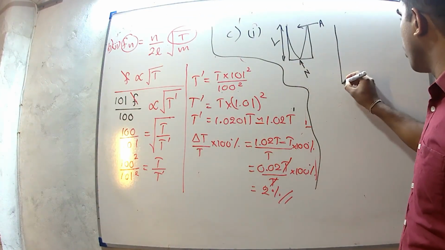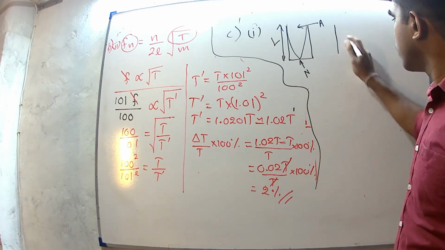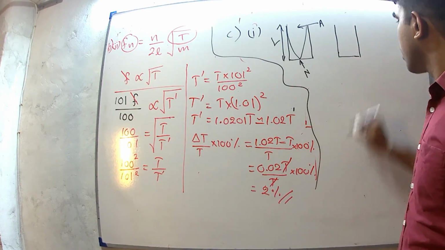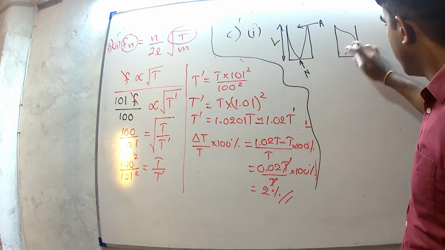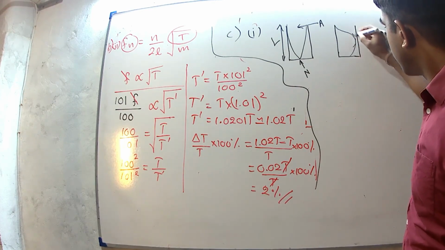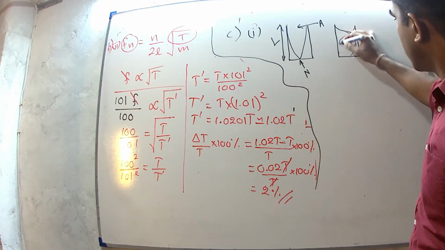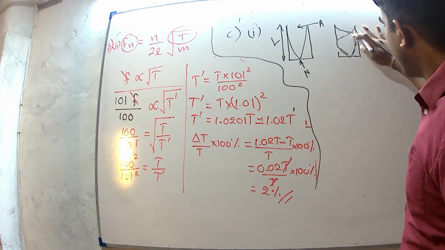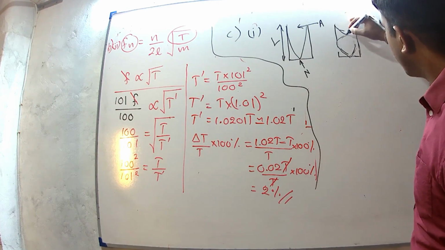For the first overtone, you have to take the same length and draw the corresponding overtone. The first overtone is this one. There is only one loop and half of a loop.